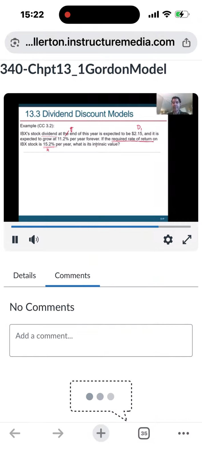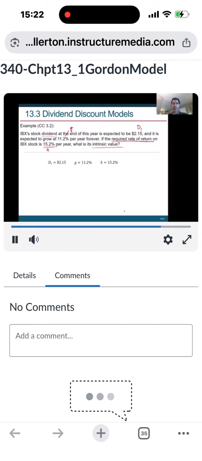And then finally, here it wants us to calculate the intrinsic value. Again, intrinsic value, that's our term for what we believe should be the true value of the stock. And where are we getting that? We're getting that from our models where we calculate the present value. Okay, take a crack at this problem. I'm going to show the answer right now.